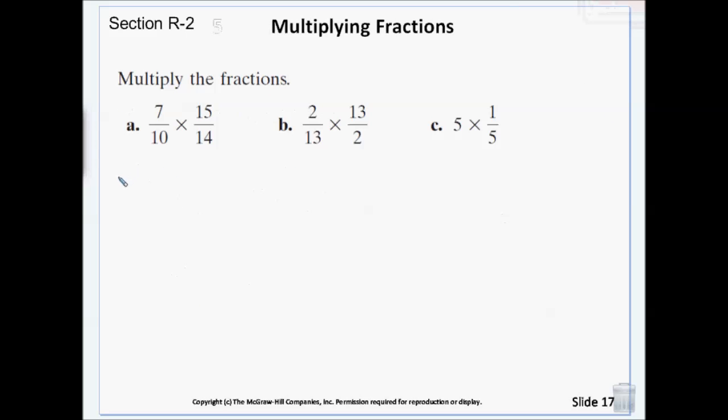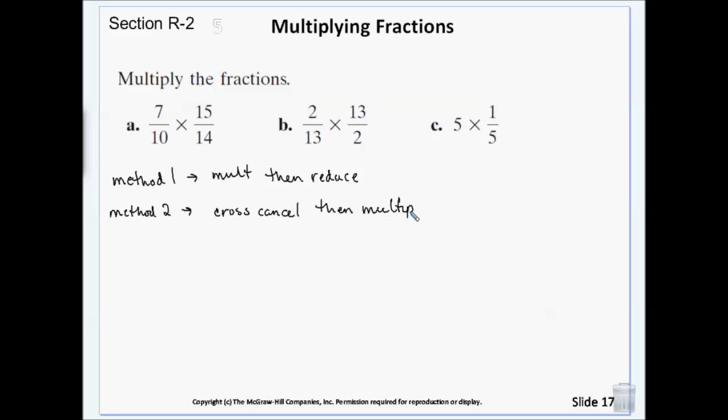Okay, method 1 is to multiply, then reduce. Method 2 is to cross cancel, then multiply. So for A, 7/10 times 15/14. If I do method 1, I'm going to multiply straight across. So I'm going to do 7 times 15 and 10 times 14.